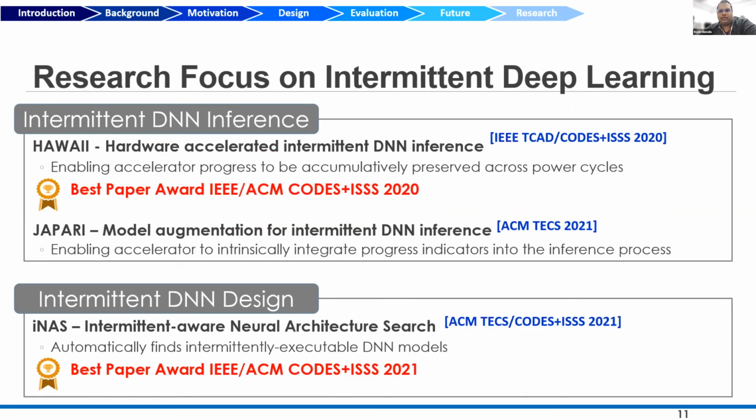So it's also worth mentioning that our research group is actively working on enabling batteryless IoT devices to intermittently execute DNNs via ambient power. Most notably, our runtime middleware stack, referred to as Hawaii, enables hardware-accelerated intermittent DNN inference to be accumulatively executed across power cycles. And our INAS framework automatically finds intermittently executable DNN models. Both Hawaii and INAS received the Best Paper Awards, respectively, for 2 years in a row at CODES+ISSS 2020 and 2021.